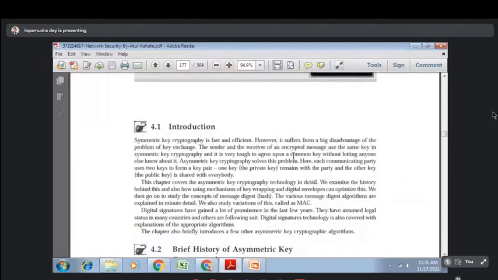So basically, there are problems. What is the advantage of symmetric cryptography? Symmetric cryptography is fast and efficient, but the major problem is key sharing. How you can securely exchange the key between sender and receiver, that is the biggest problem in case of symmetric key cryptography. To handle this problem, asymmetric key cryptography comes.